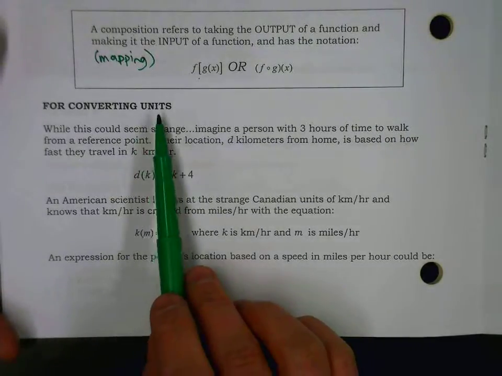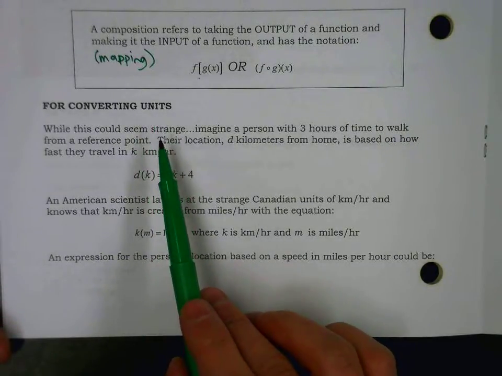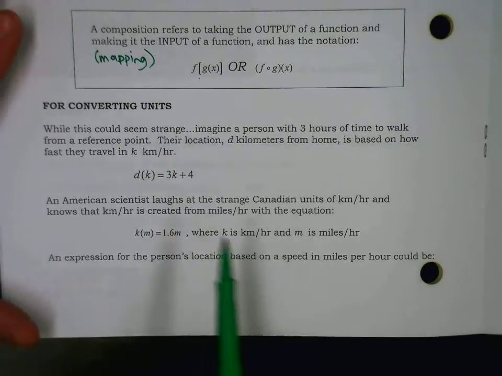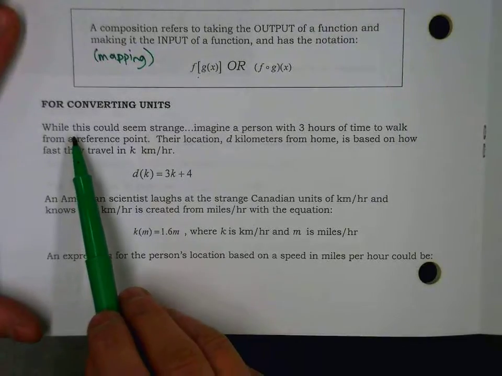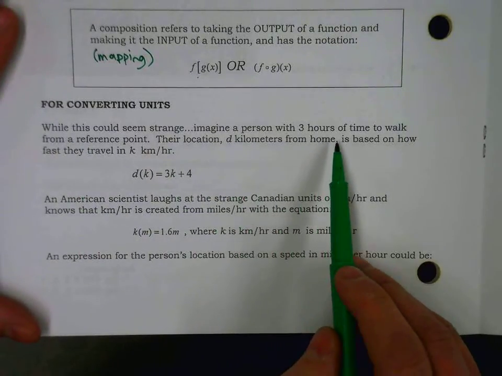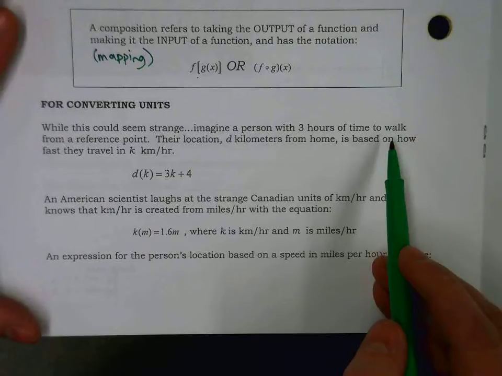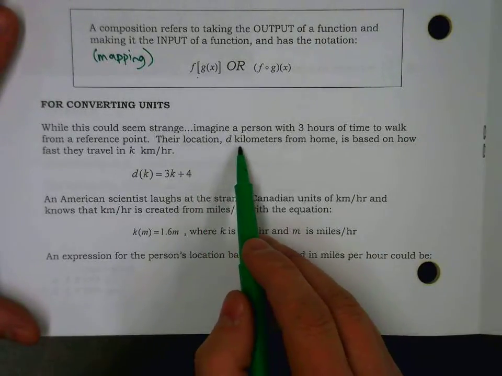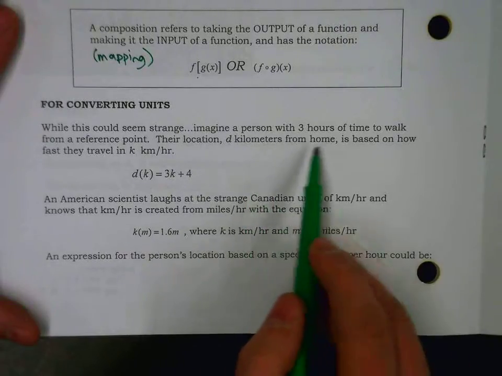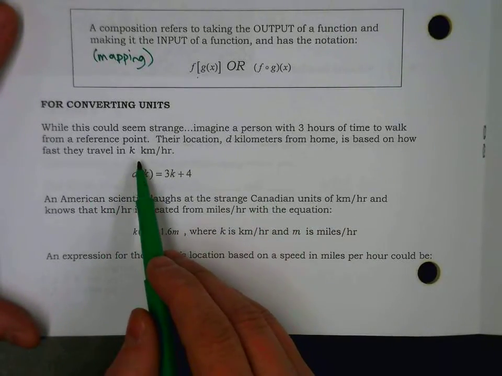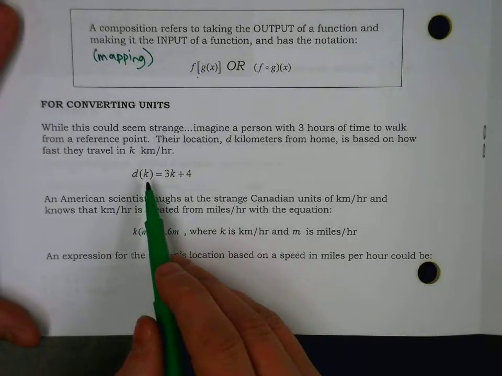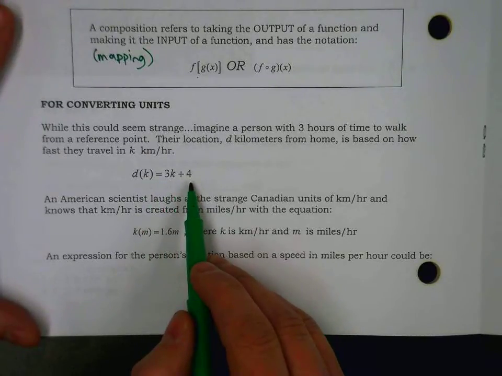If people were to convert units, we could actually change an equation to deal with different units. So I came up with a fairly logical example, but a bit strange. Imagine a person with 3 hours of time to walk from a reference point. Their location, d kilometers, is based on how fast they travel in k kilometers per hour. So their distance is based on their speed in kilometers per hour at 3k plus 4.